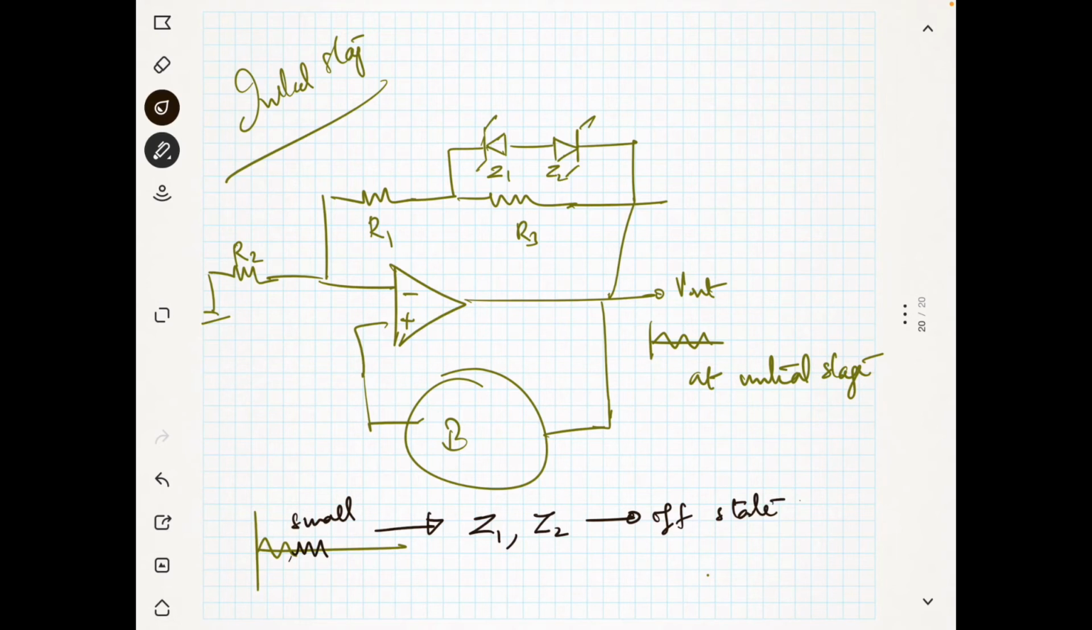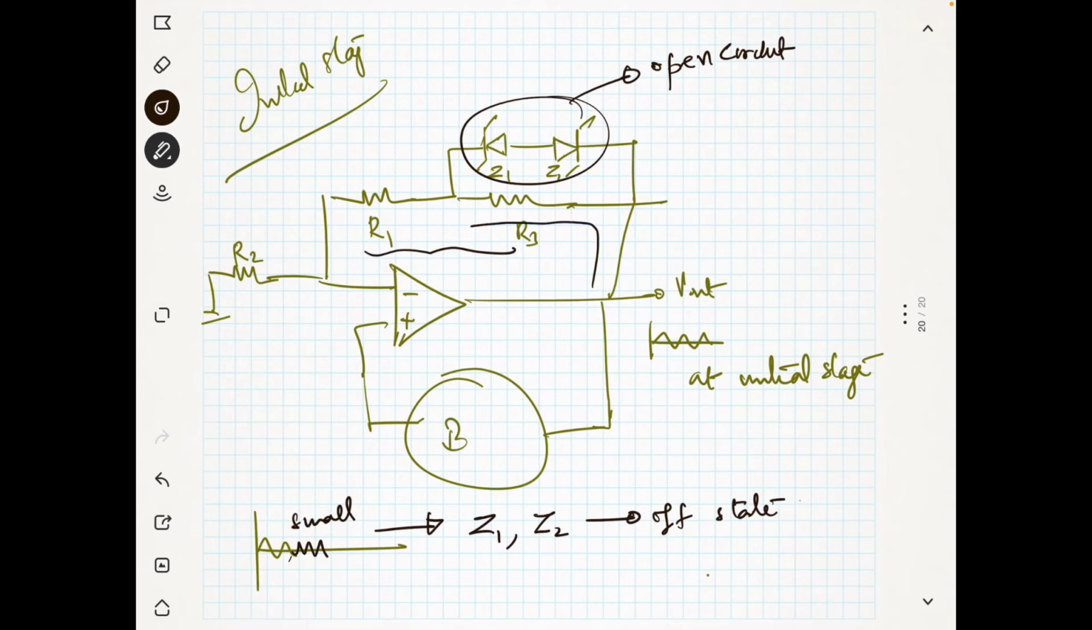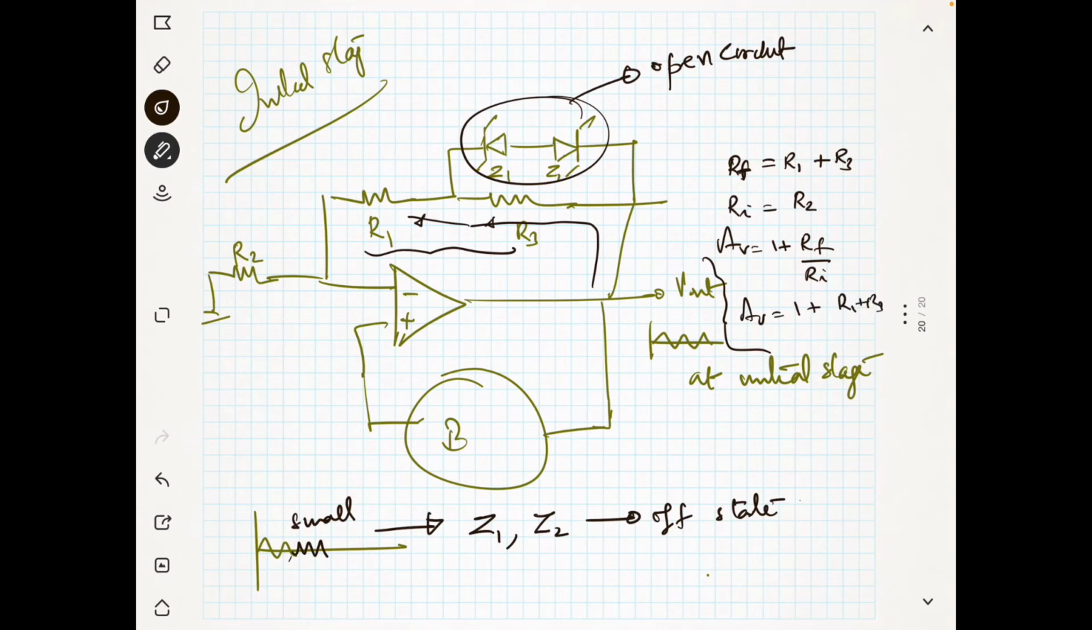So both will be off. That means that this part becomes open circuit. So what is the total resistance now? Now the current has to take the way through R3 and R1. So the total resistance R total at the feedback is nothing but R1 plus R3, and Ri is the same, which is R2. So the voltage gain is 1 plus Rf by Ri, that is, the voltage gain is equal to 1 plus (R1 plus R3) divided by R2.